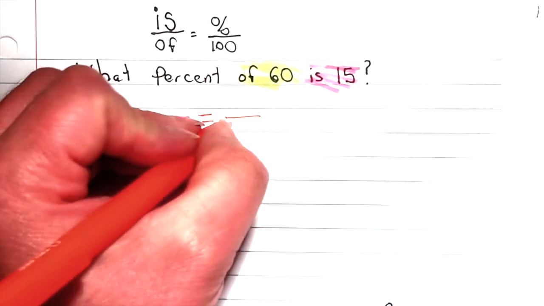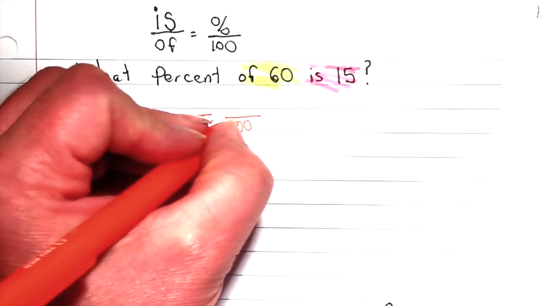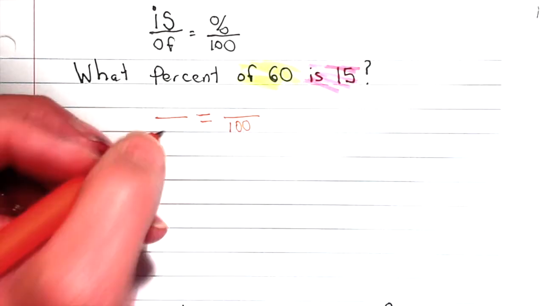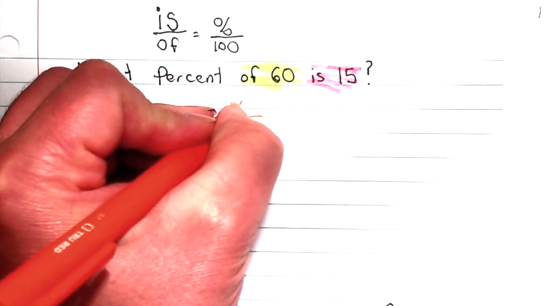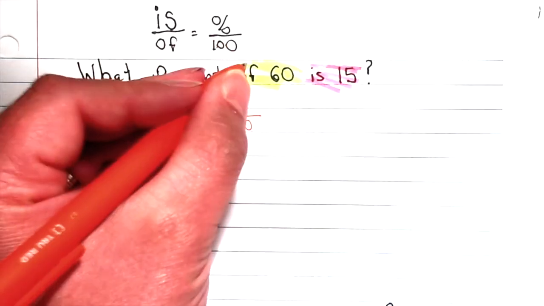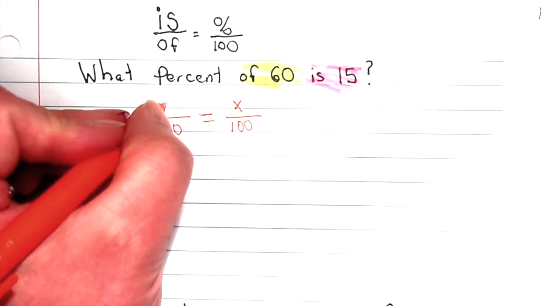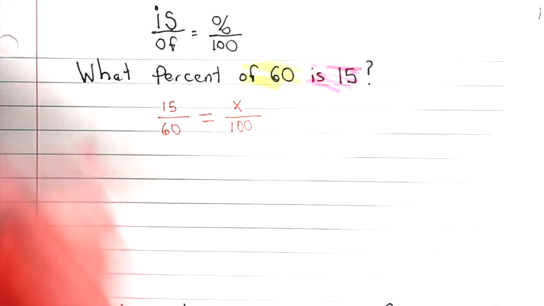Now the denominator over here is always going to be 100. And above it goes the percent. But since we don't have a percent in this one, that's going to be x. Of 60 tells me the of goes on the bottom. The is goes on the top.